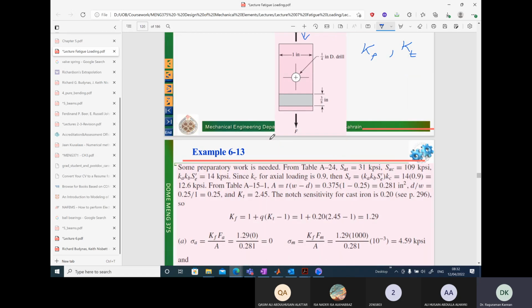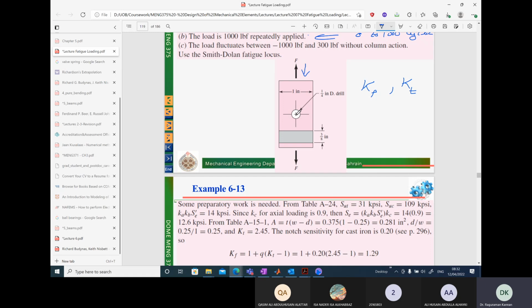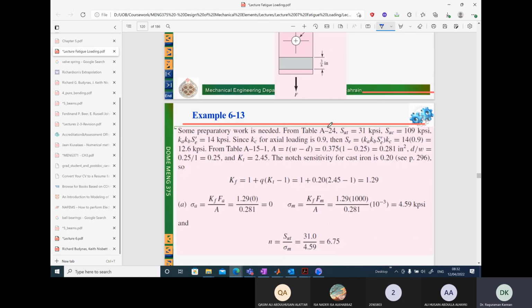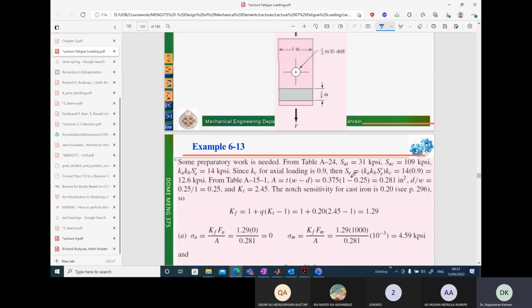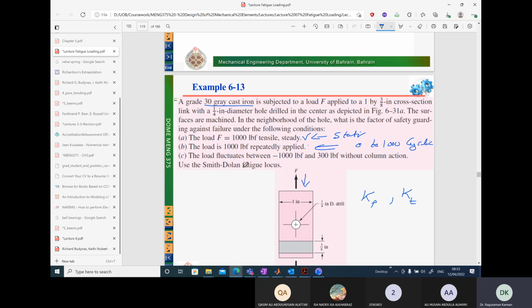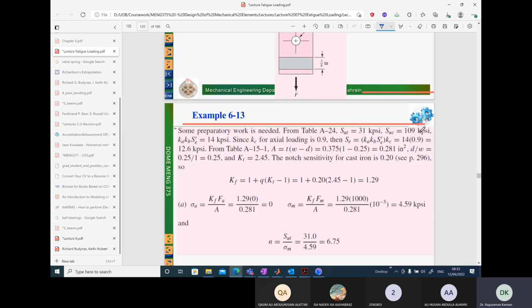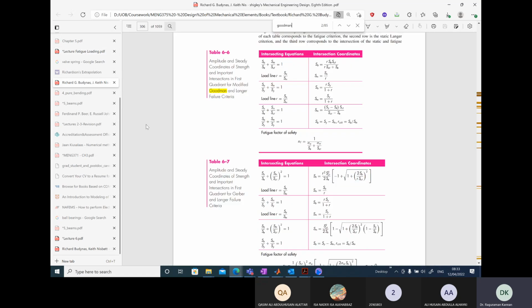I'm not going to find the fatigue stress concentration factor; we will briefly go through how to do that. Table A24 gives you the material properties. If you go to your book, you can figure it out. Since it is a brittle material, we need the Sut value and the Suc value. They are different. Let's take a look at A24.